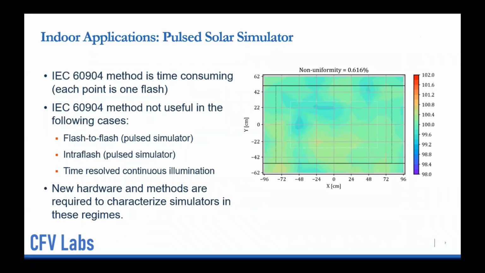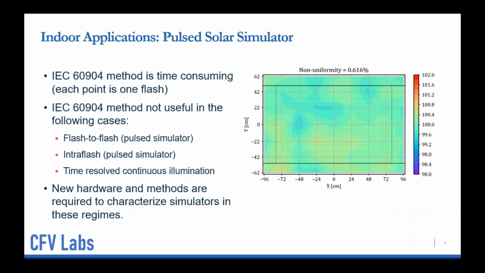Moving on to some of the indoor applications, I know this is not really a modeling thing, it's more of an instrumentation and testing perspective. The standard method in 60904 is to take a single cell and move around the test plane, and essentially it's one flash per measurement. It's a very slow process. The more points you do, the worse it gets.